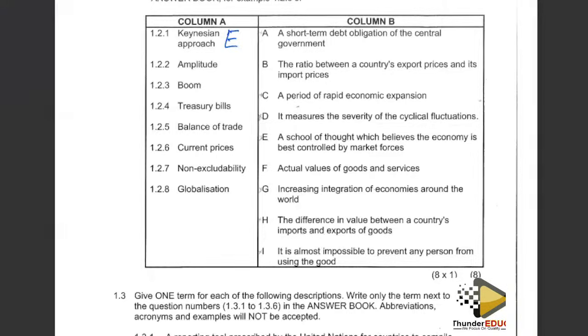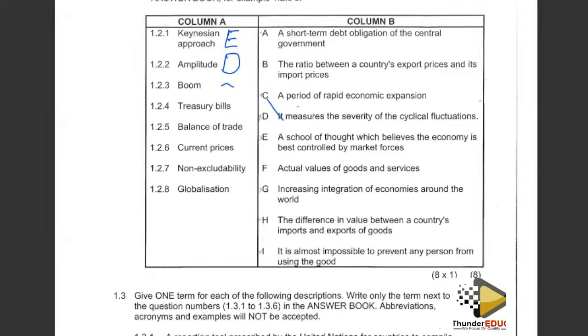So in this regard, our appropriate answer is going to be D. It measures the severity of the cyclical fluctuations. So in this regard, it means that our appropriate answer is going to be D. Okay, right. So now moving on to the next question, we have boom.